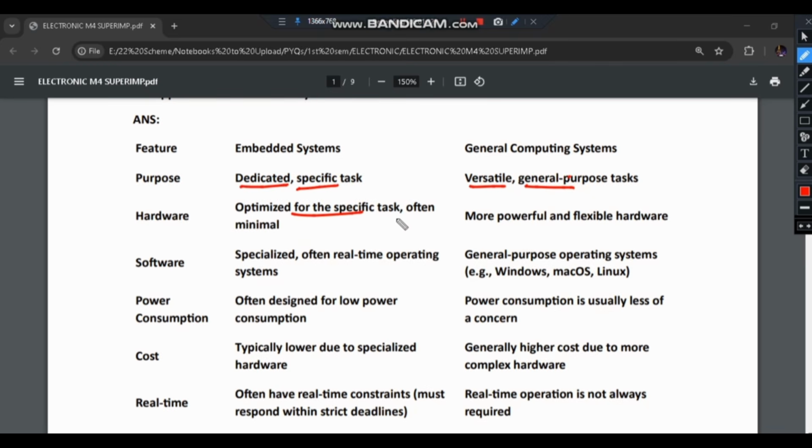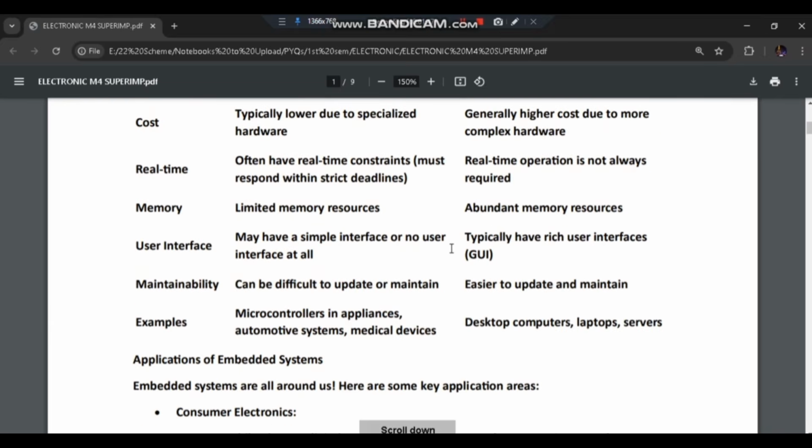It is optimized for that task, often minimal. The other has more powerful and flexible hardware for many different things. It uses a real-time operating system specialized for that purpose, while this is general purpose like Windows, Mac, and Linux. It is designed for lower power consumption, and power consumption is higher here because more tasks are performed. Cost is lower, while cost is higher here because of complex hardware and more functions. It often has real-time constraints; here it does not. Limited memory versus more memory, and no UI versus a rich user interface. Difficult to update or maintain versus easier to update and maintain. Examples are microcontrollers in automotive systems and medical devices, versus desktops, computers, or servers.